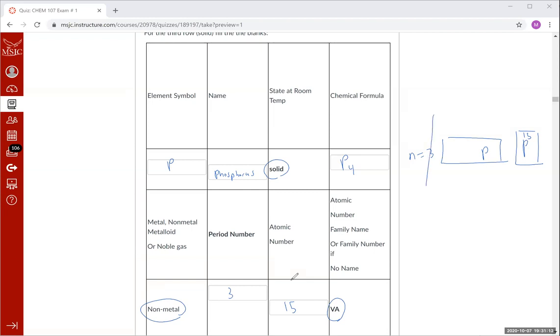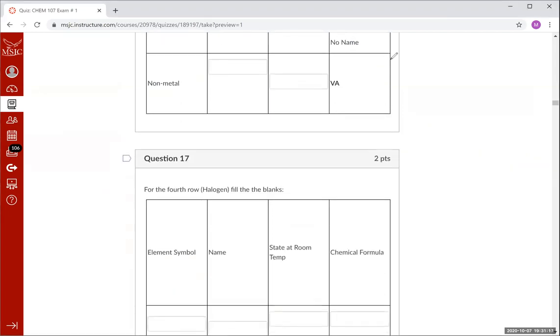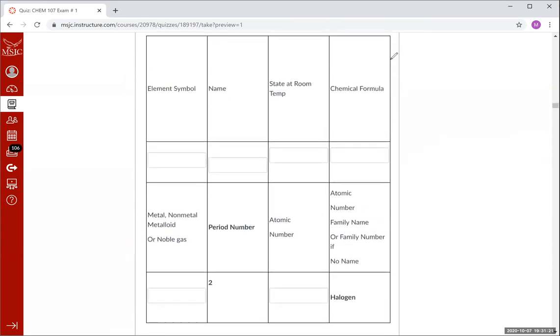Perfect. So let's look at the next example. We're asked to fill in the following table when we're given that we have a halogen, which is a 7A element, with a period number of 2. So what element is that?